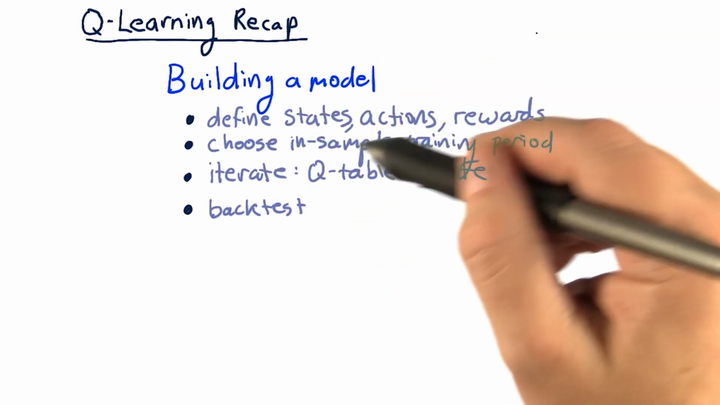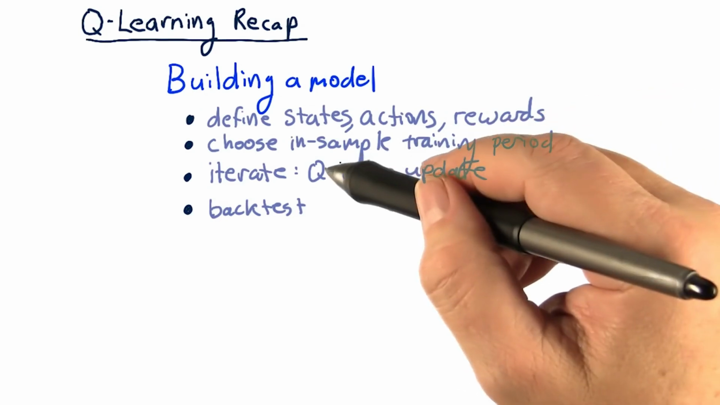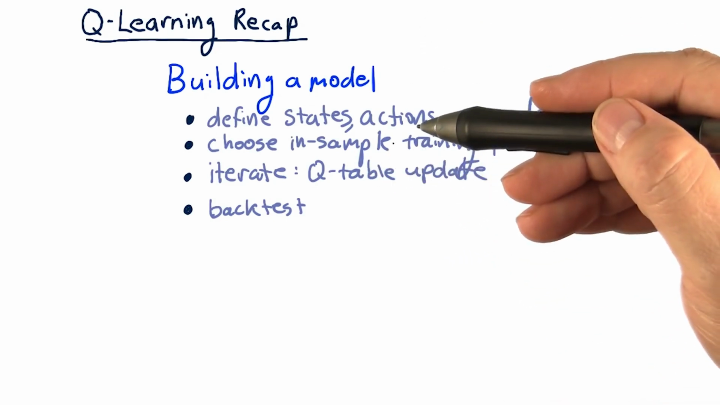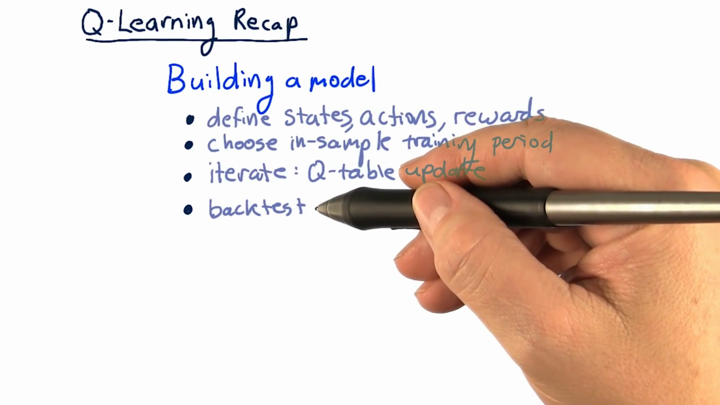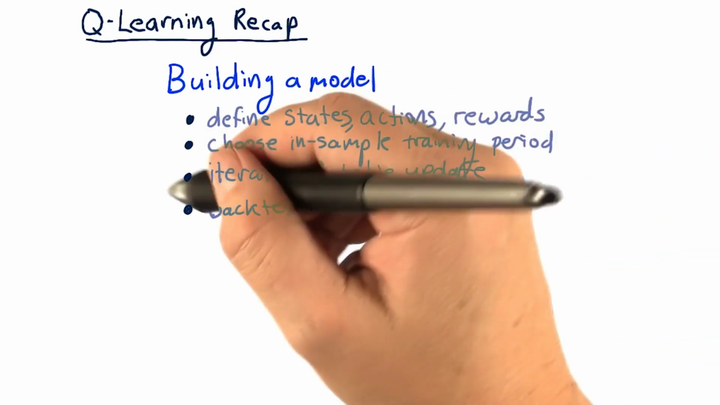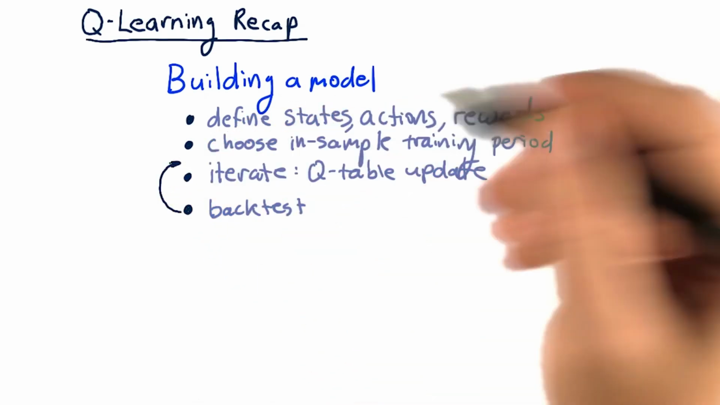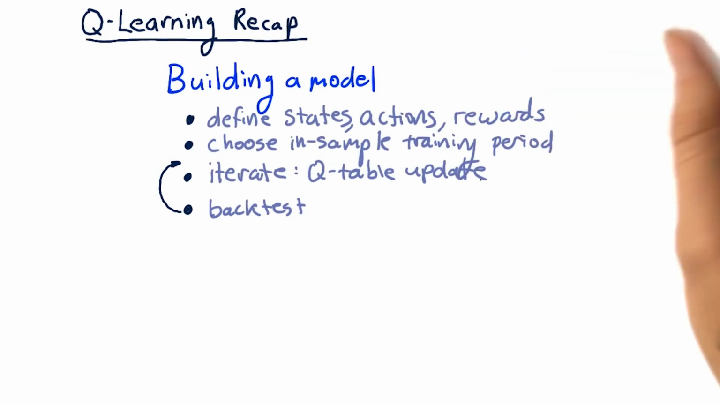Next, you choose the training period, and you iterate over that training period and update your Q table on each iteration. When you reach the end of that training period, you backtest to see how good the model is, and you go back and repeat until the model quits getting better. Once it's converged, you stop, you've got your model.